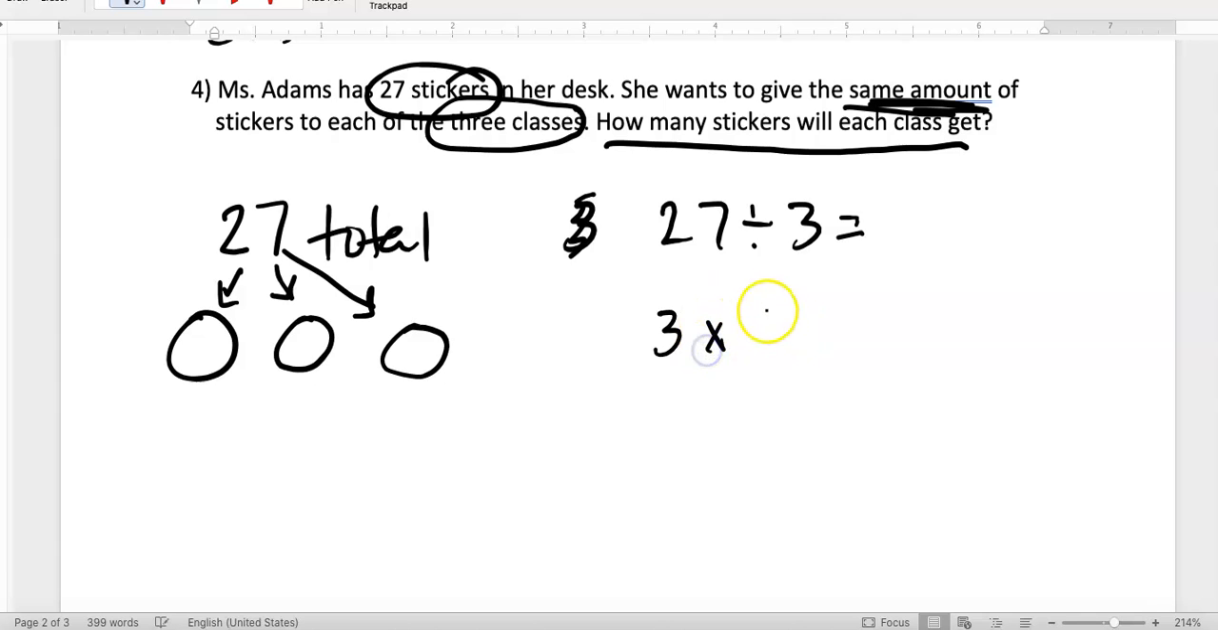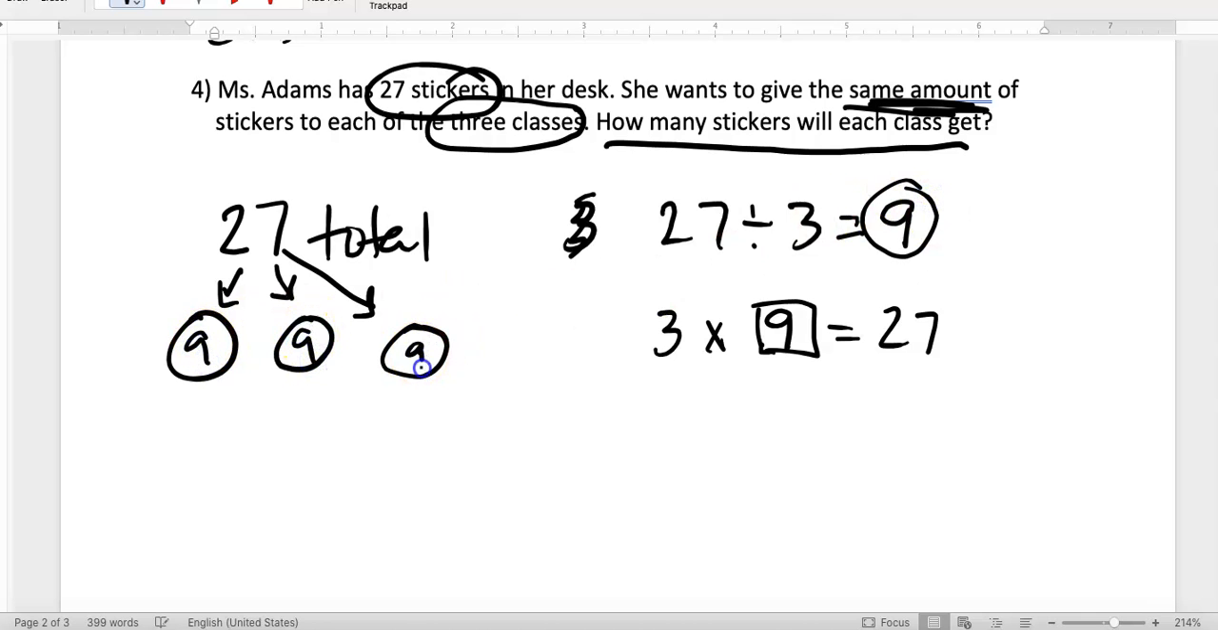We can also use related multiplication to help us here. So I got 27 divided by 3. 3 times what is going to give me 27. Take a few seconds to roll those 3s to figure out what your answer is going to be. At this point, you should know that 3 times 9 is going to get you 27. So 27 divided by 3 is equal to 9. So each homeroom would get 9 stickers.